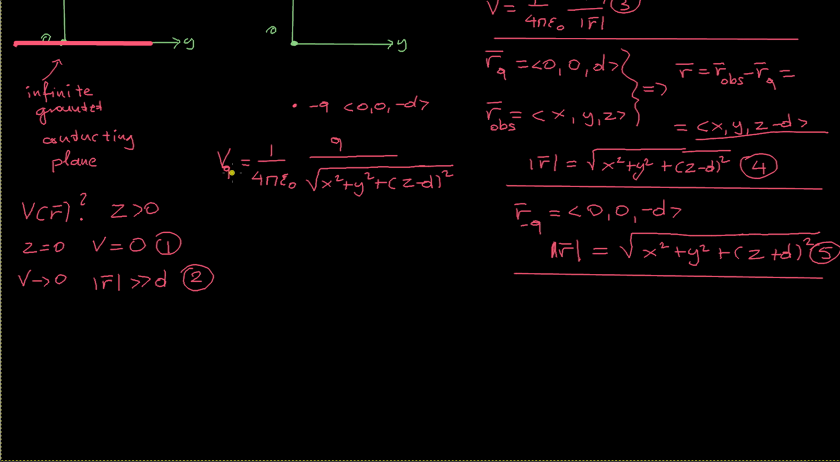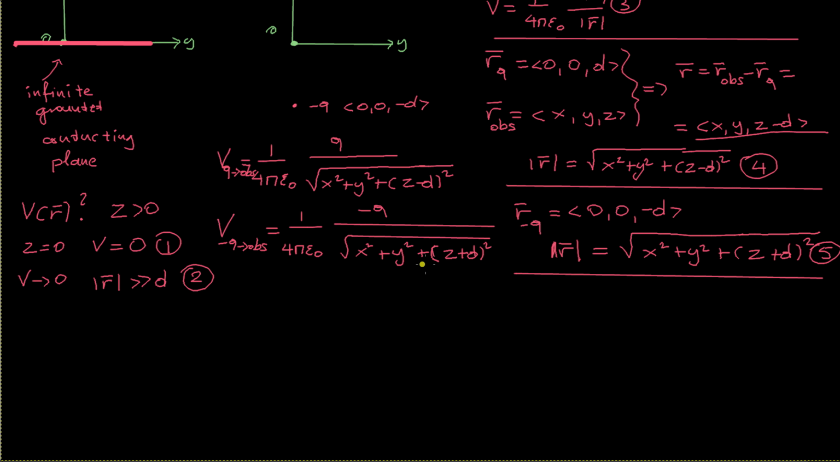Now let me use this notation: the potential that charge q creates at the observation location, and the potential that charge minus q creates at the observation location is going to be 1 over 4 pi epsilon naught, minus q, over the square root of x squared plus y squared plus z plus d, that term squared.